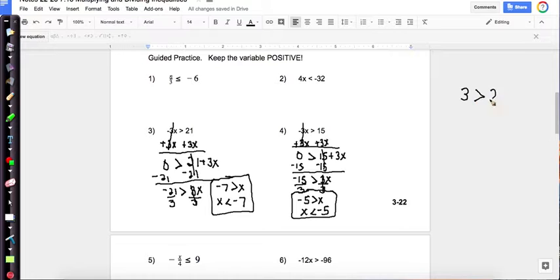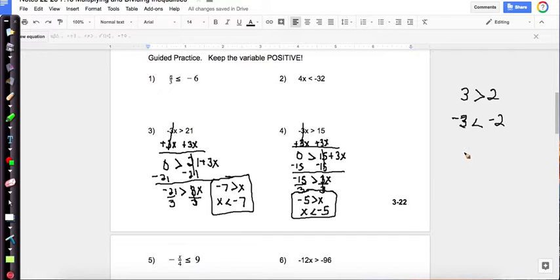3 is greater than 2. Is that true? Yes. But if I multiply both sides by negative 1, is that true? No. Negative 3 is not greater than negative 2, but how would I make it true? I would flip the sign. And that is why we flip the sign in these cases when the variable is negative, because whenever we're multiplying or dividing both sides by a negative, it's going to make a difference.